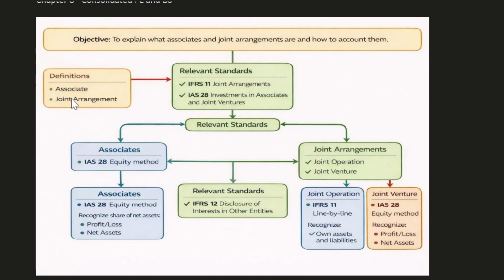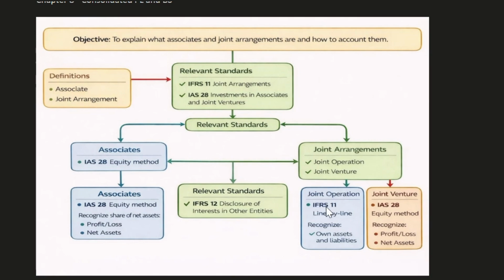Definition, we have associate and joint arrangement. Relevant standards, here we have IFRS 11 Joint Arrangements and IAS 28 Investment in Associates and Joint Ventures. In associate we use equity accounting. Under joint arrangement we have two options. First is joint operation, second one is joint venture. We will see what is the meaning of joint operation and what exactly it is.